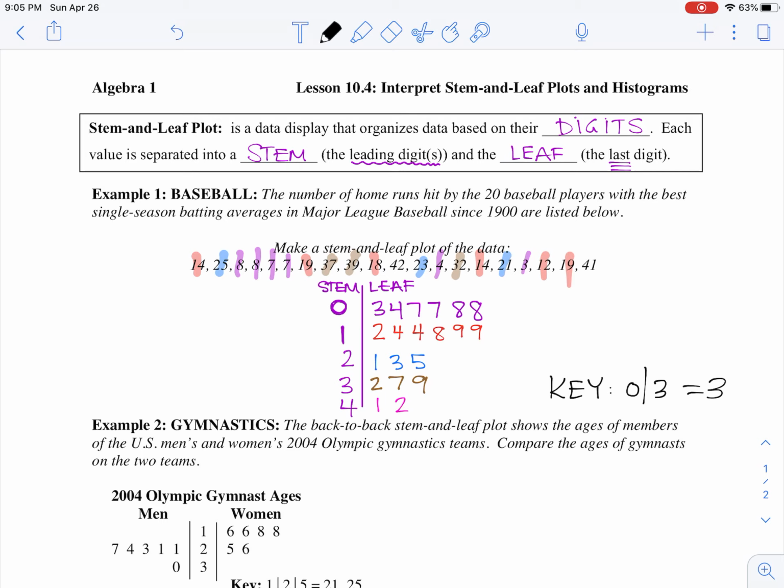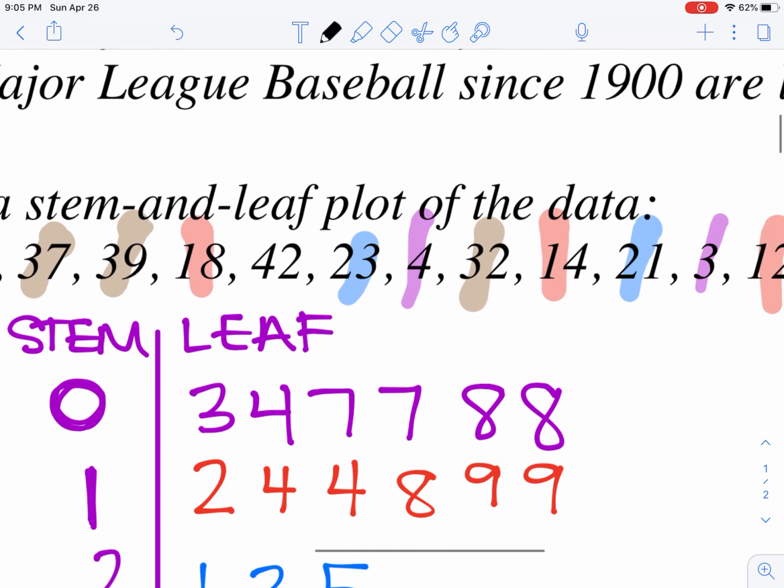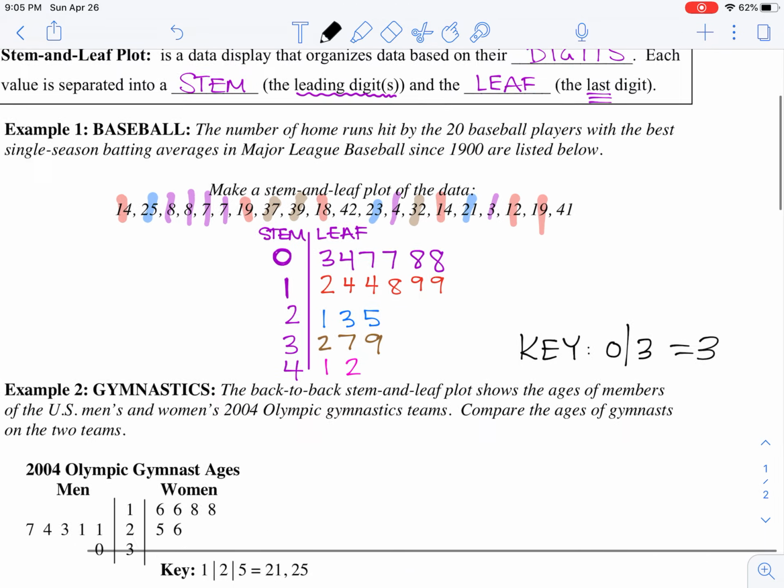Now, why create a stem and leaf plot? So these numbers, if you read back to the example's background, are the number of home runs hit by the 20 baseball players with the best single season batting averages in Major League Baseball since 1900. So you could make inferences, like, if you have home runs in the 40s, is that rare? And you could tell here, yes, because there seem to be fewer of those. If you said, of all these top players with the best single season batting averages, where do most of them fall? You would say somewhere between 0 and 20, because that's where the majority of these items fall.